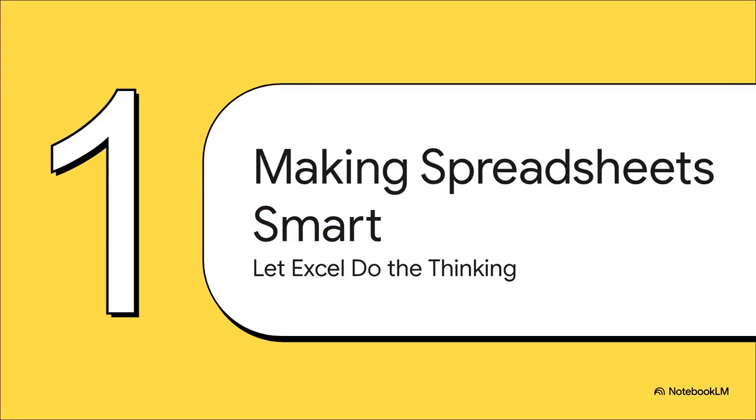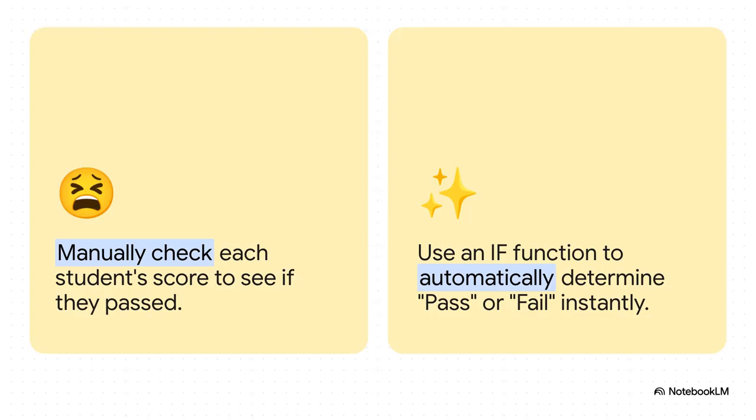All right, first up, making spreadsheets smart. We're going to start with the most fundamental logic tool in all of Excel, the IF function. This is how you go from having a passive sheet of numbers to an active assistant that does the work for you. So, imagine you're a teacher, right? You've got this long list of student scores. The old way is just painful. You're going line by line by line, checking each score. But the smart way? You write one simple rule, one time, and bam, Excel instantly tells you pass or fail for the entire class. That's the power we're about to tap into.